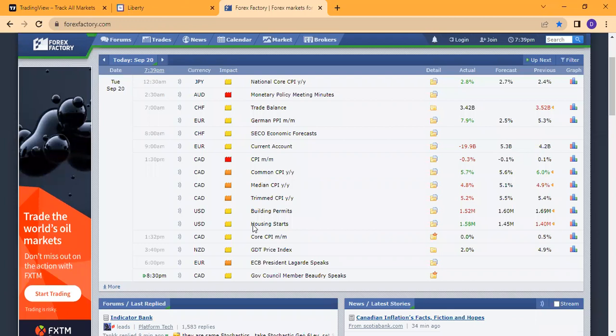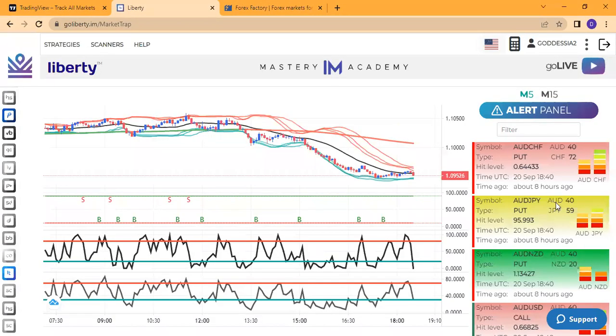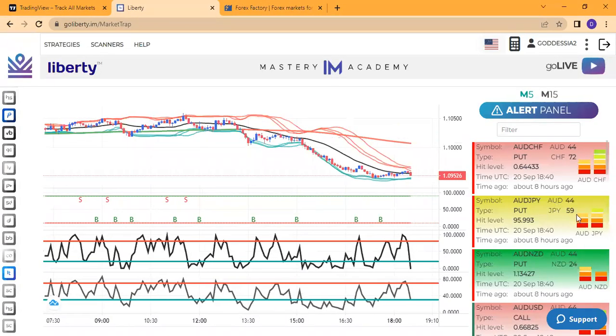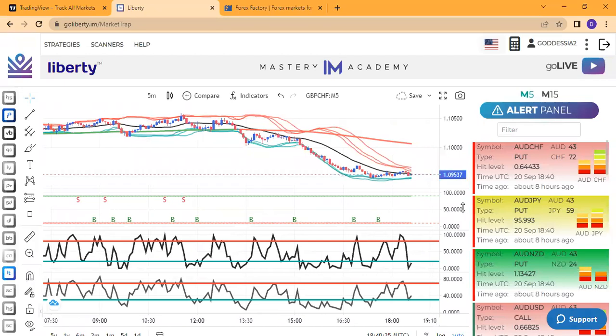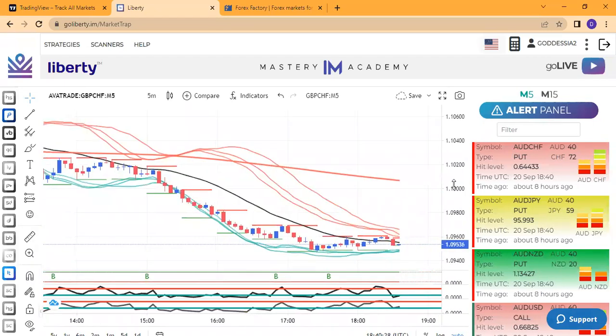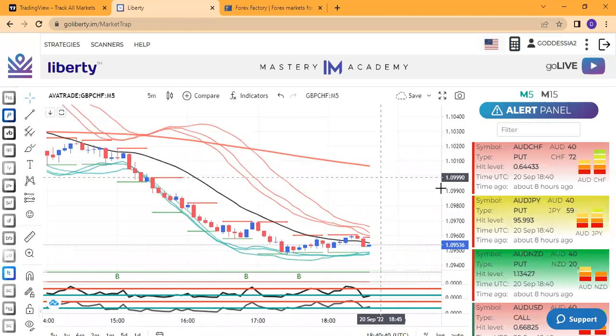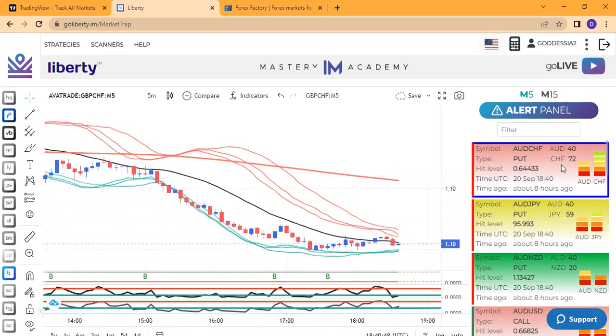Once you check that the currency pair you want to trade is not on the news, then you can go ahead and trade that pair. Now I'll come to my Liberty app. The trend is your friend, so first off, you check the currency strength. Now this is AUD-CHF. Let's go to AUD-CHF.